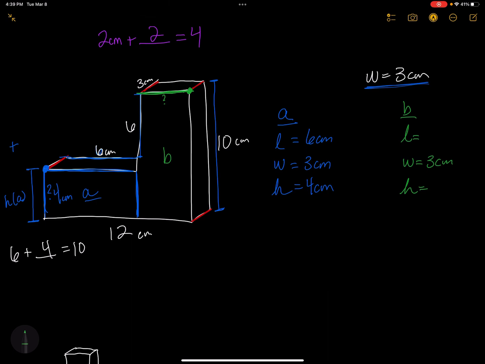Let's see if we can find the height. Let's see if that one's easier. Height is up and down. Yep, we got that one. It's 10 right there. Okay, so we know our height is 10. Now we're going to have to calculate a little bit. So we need to find this. Do we have the total?